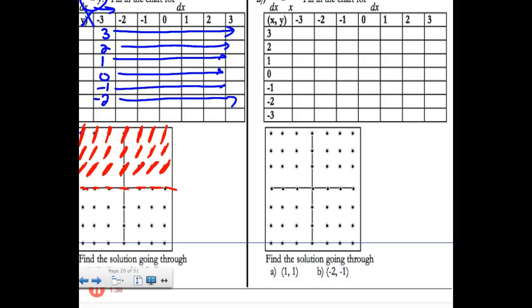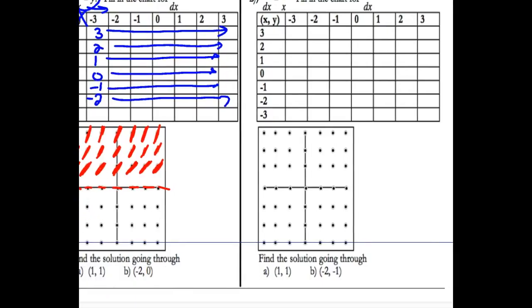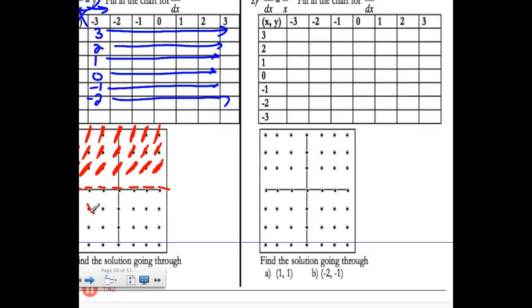And then likewise, it's going to be similar down here. So it's going to be negative 1, negative 1, negative 1, negative 1. You guys can go finish drawing that. When you're done, you've got yourself a slope field.